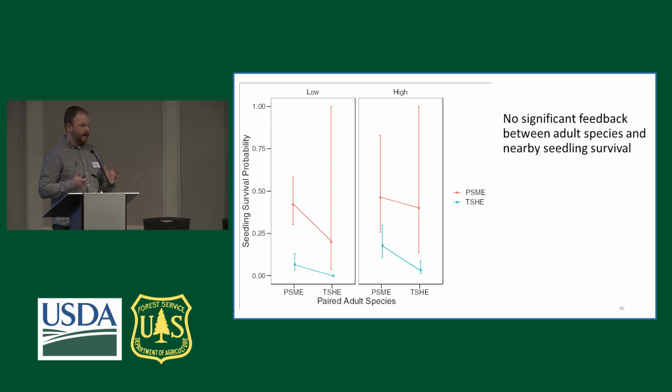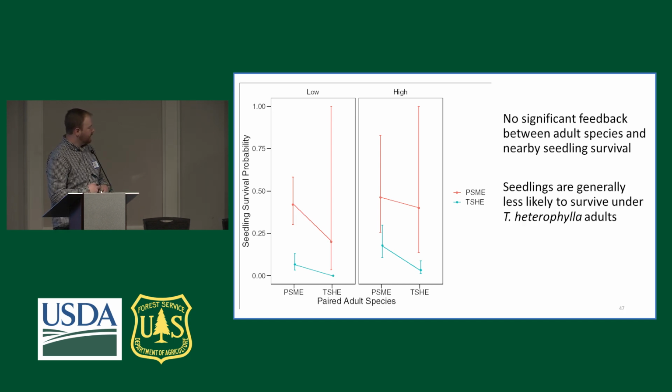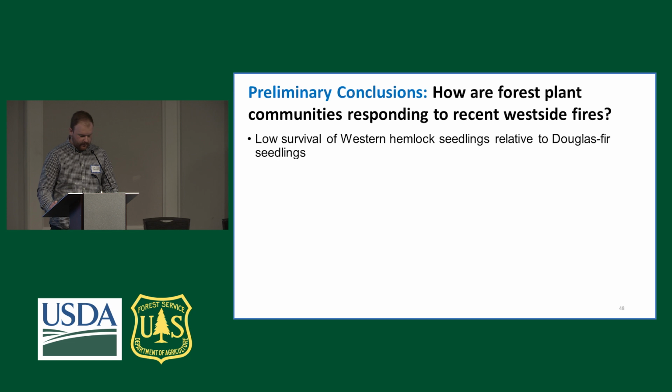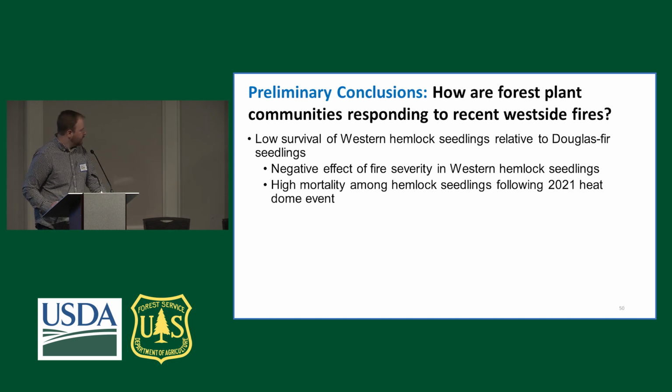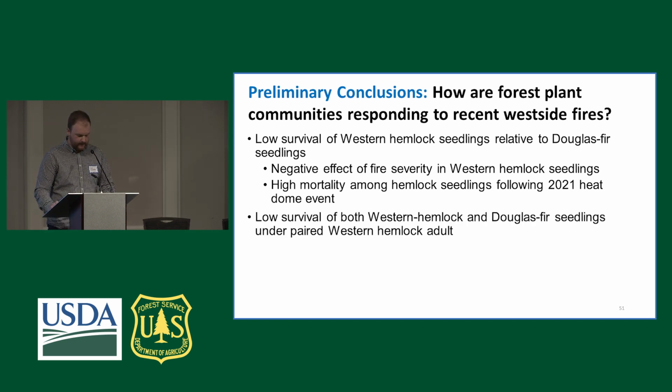These classic biotic feedbacks that are present in our forests seem to be disappearing in burned environments. And seedlings are just generally less likely to survive under a hemlock. Why that may be, I'm not quite sure, but I'm interested in figuring that out. So we do find low survival of hemlock seedlings relative to Douglas fir, which correlates with fire severity. And we found high mortality of those seedlings after the heat dome event in 2021.